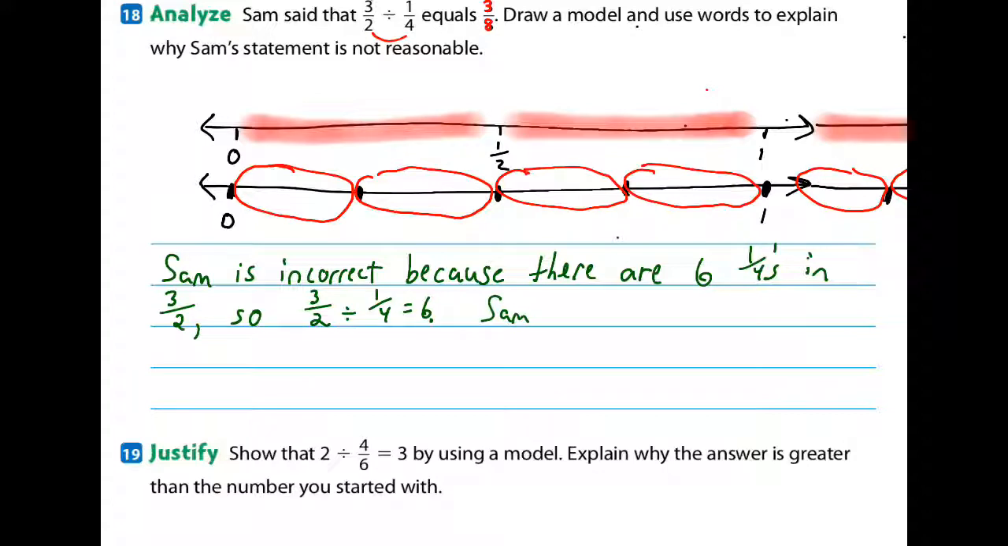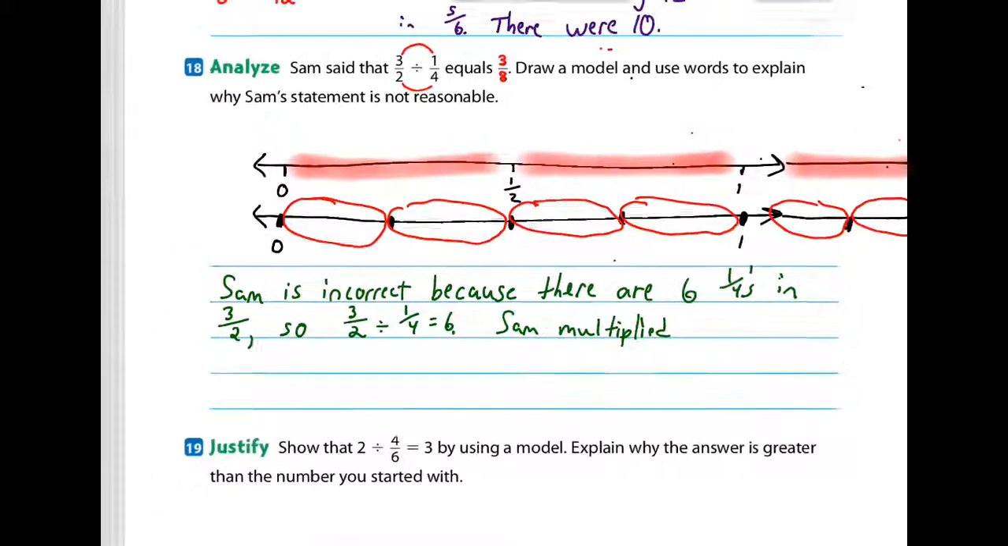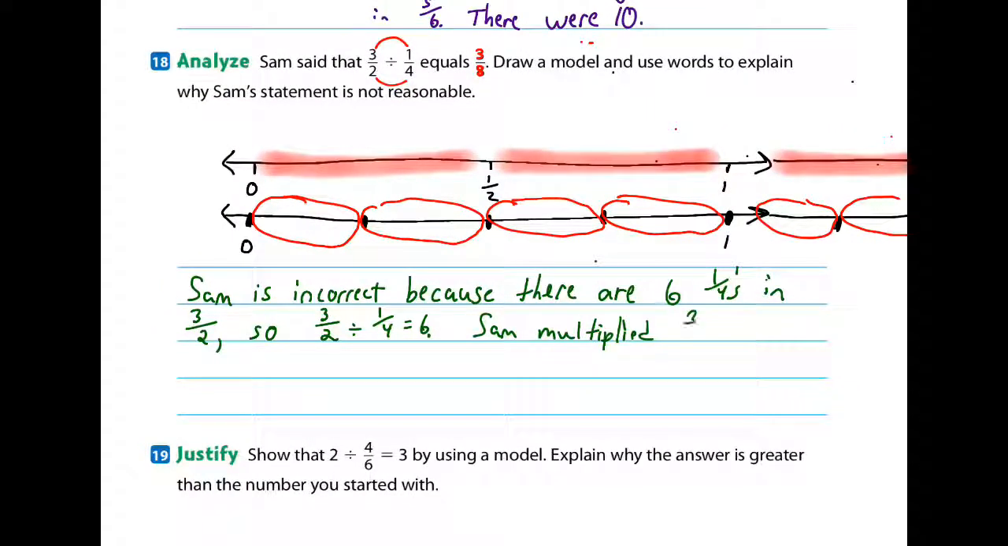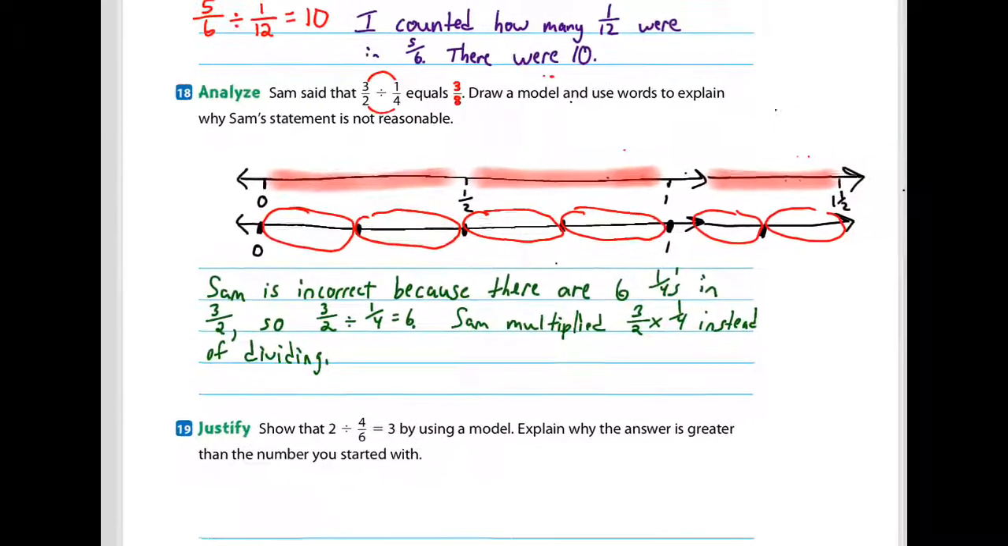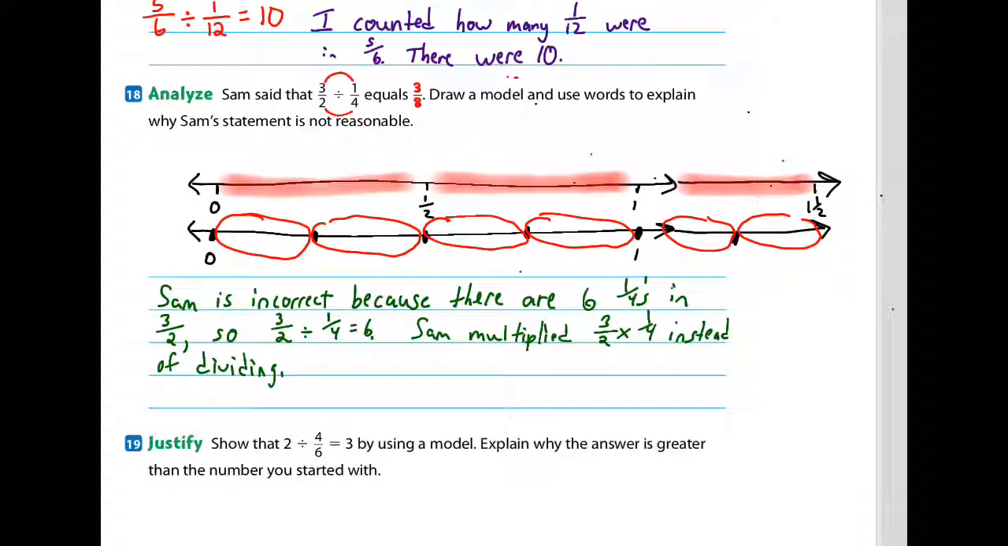Sam multiplied, what was the problem? 3 halves times 1/4 instead of dividing. Okay? So to tell why Sam is wrong, I just solved the problem, which is always a good strategy, and came up with the correct answer. And then I came up with what I think Sam did.